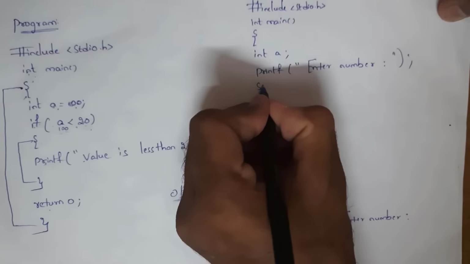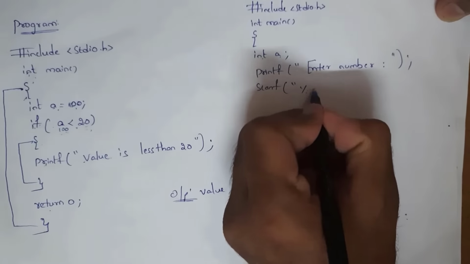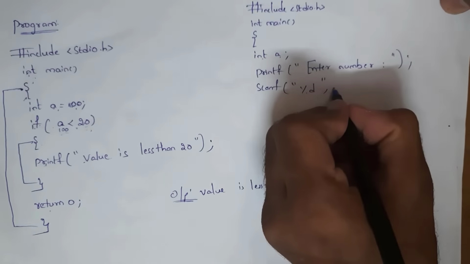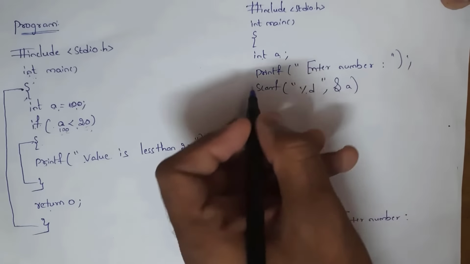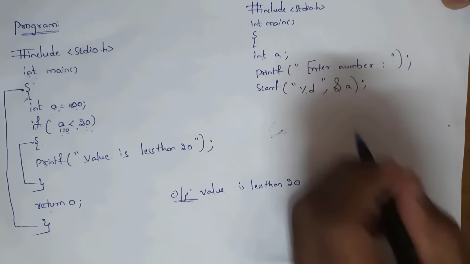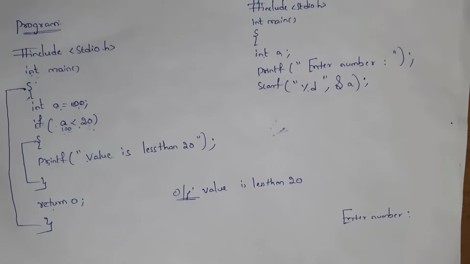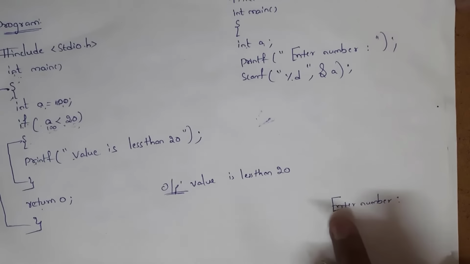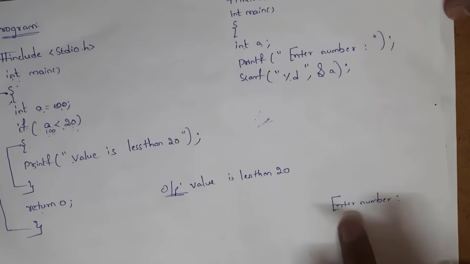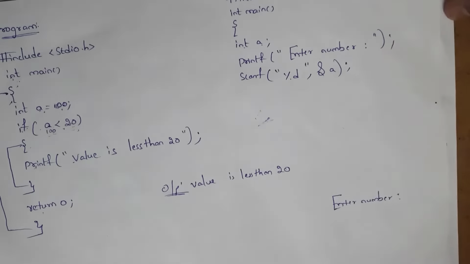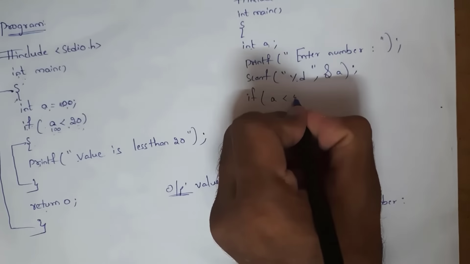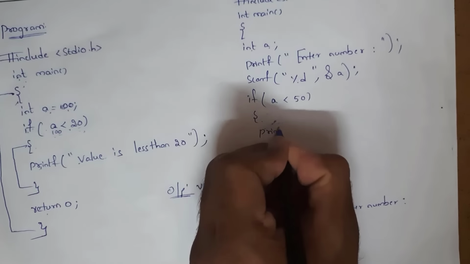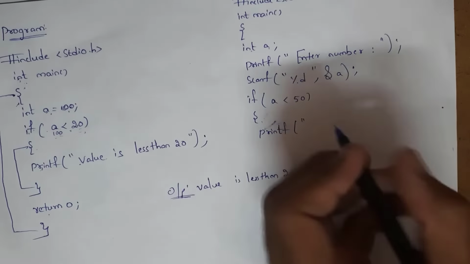So I'm writing scanf here. This a is an integer, so I need to use %d in double quotations, comma, and &a. You should not write a, you should write &a, where & represents address. Whenever I write this line of code, I can enter any number after executing the program. So whenever I execute the program, I can see enter number, and here I can enter any number by using scanf. Now I am giving the condition: if the value of a is less than 50, then I should get the output as printf "value is less than 50".